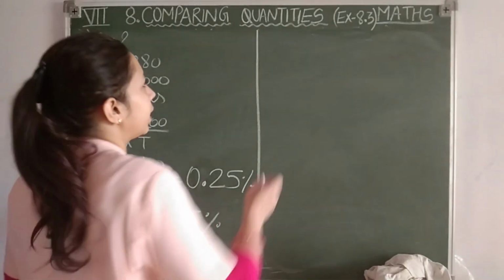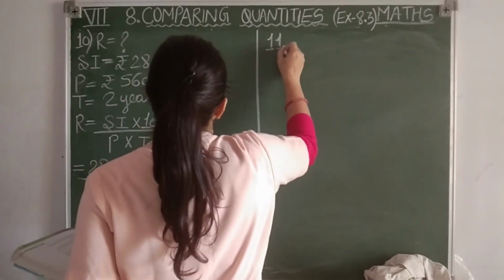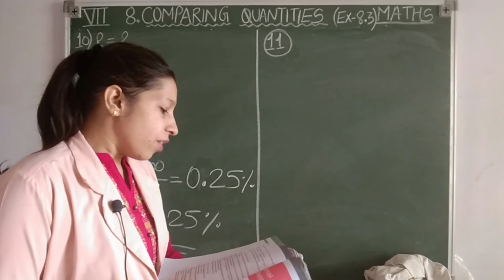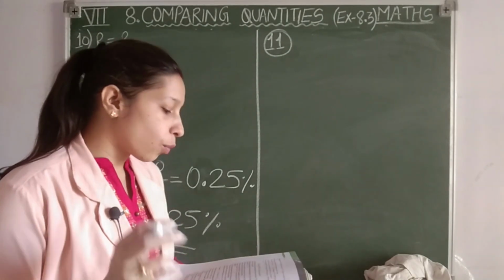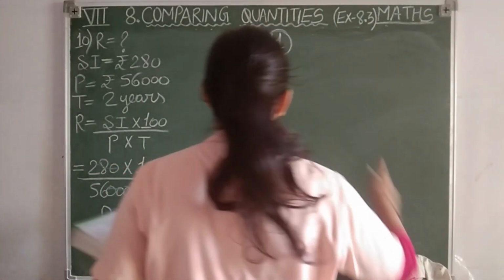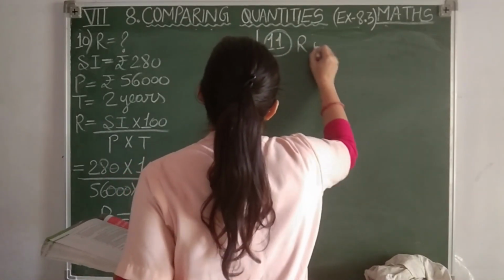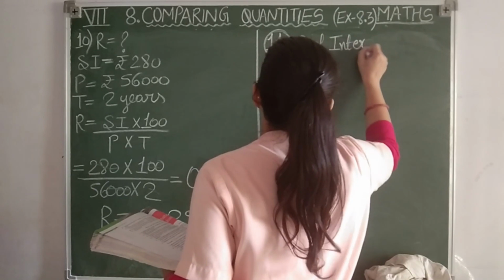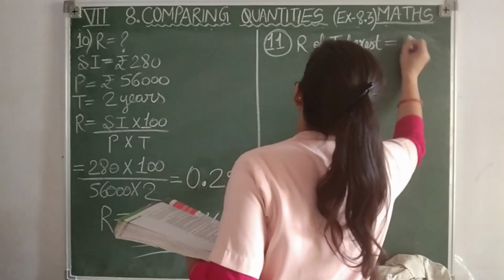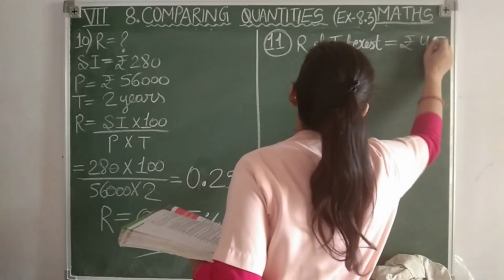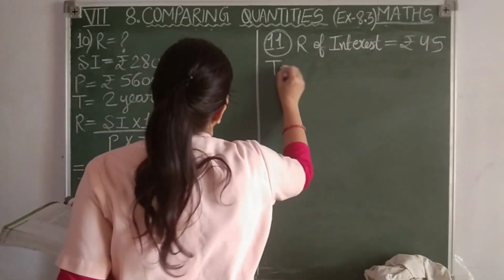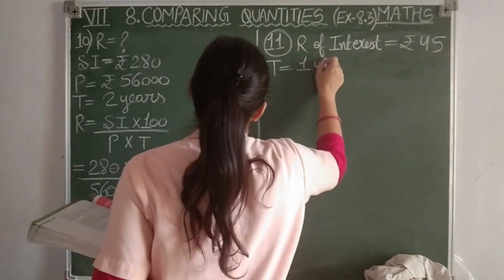Let us see question number 11th also, last question of this chapter, students. Here what is given? If Meena gives an interest of rupees 45, rate of interest is given. Rupees 45. Okay, students. Then for 1 year, time is also given. Time is 1 year.